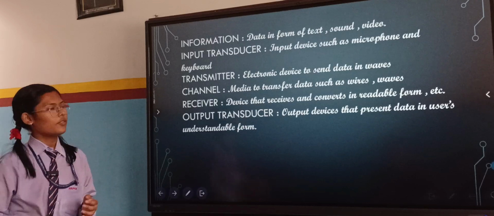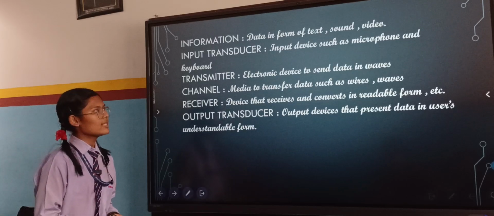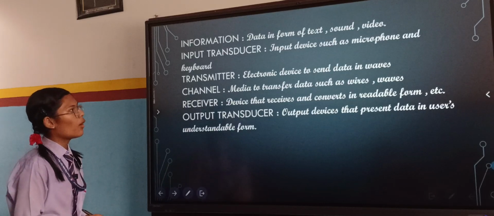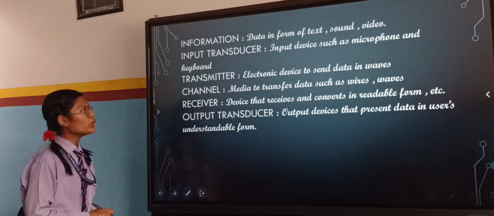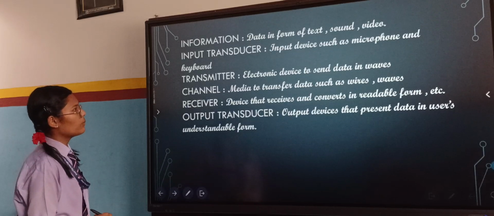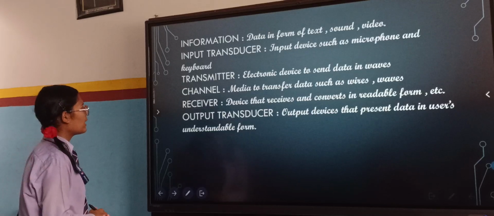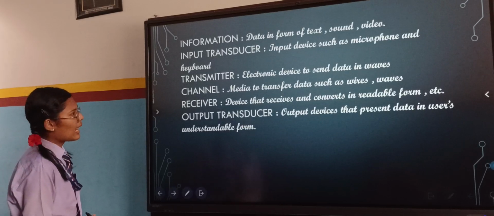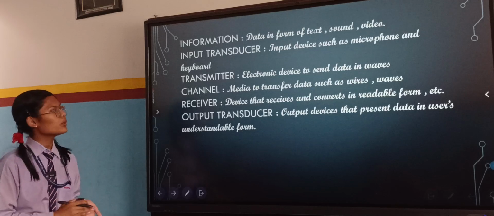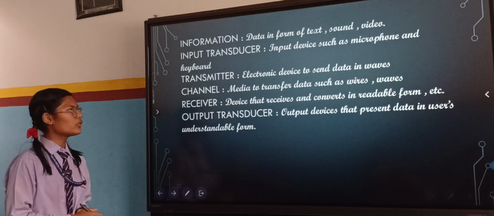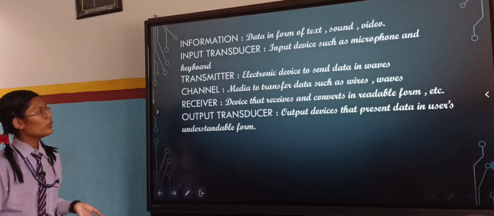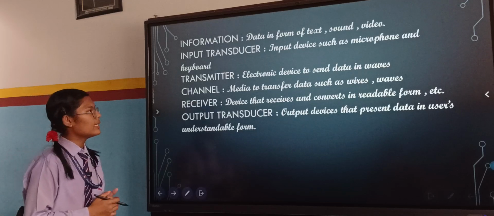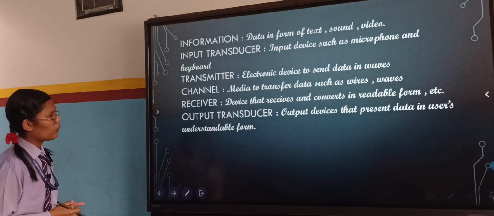And here is a detail of it. Information: data in the form of text, sound, video. Information can be data which are in the form of text, sound, and video. Input transducer means input device such as microphone and keyboard through which we can provide information. Transmitter: electronic device to send data in waves. Transmitters are those devices which help to transmit all the data which we want to send to the next user in the form of waves. And channel is a medium to transfer data such as wires and waves.